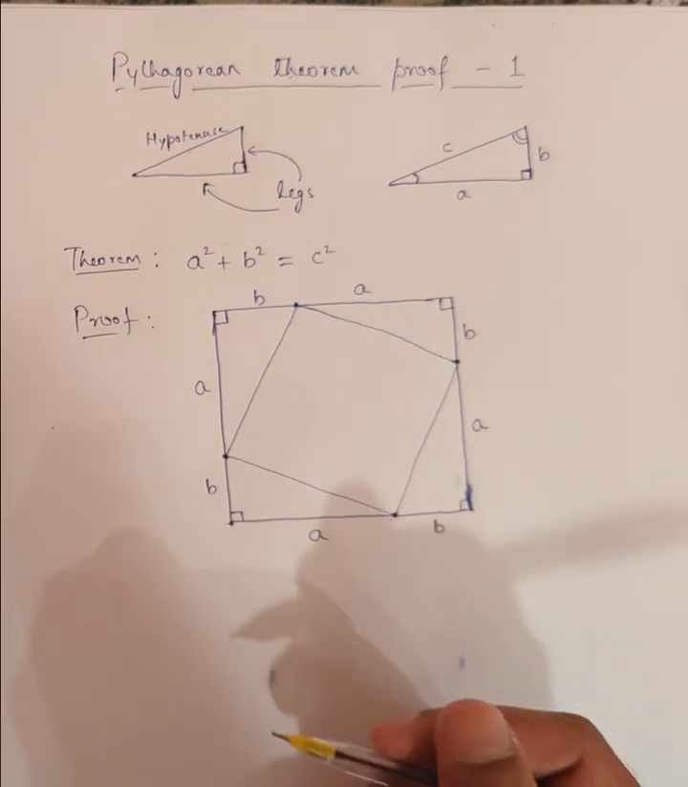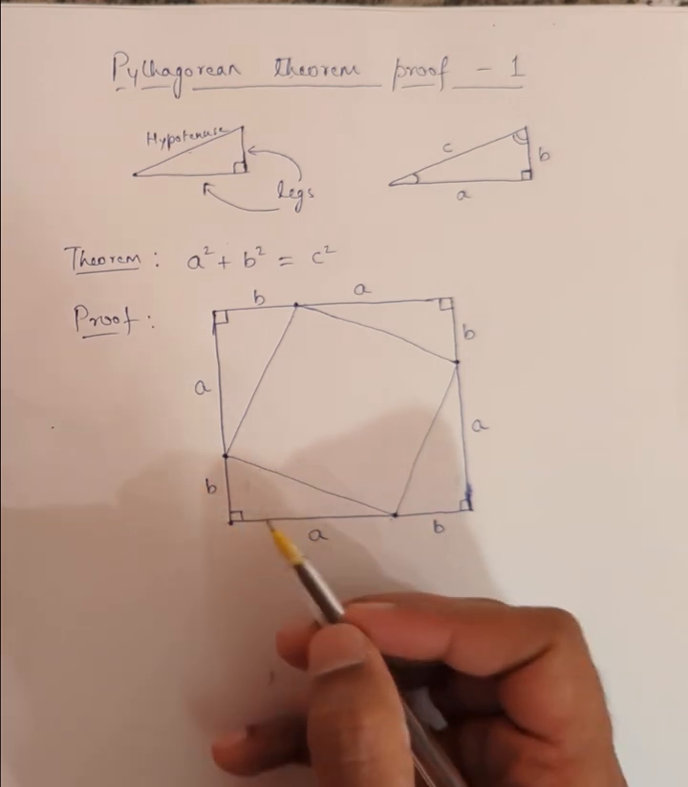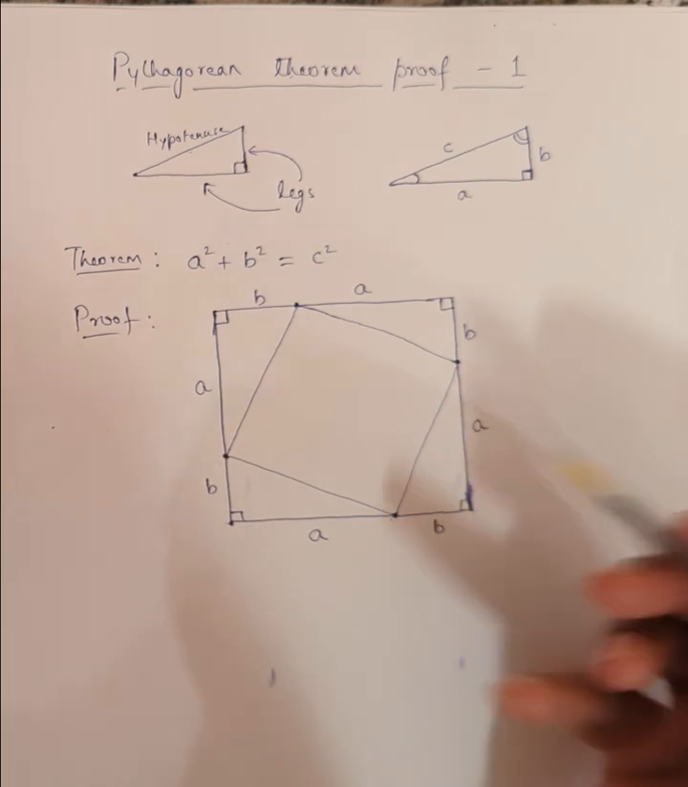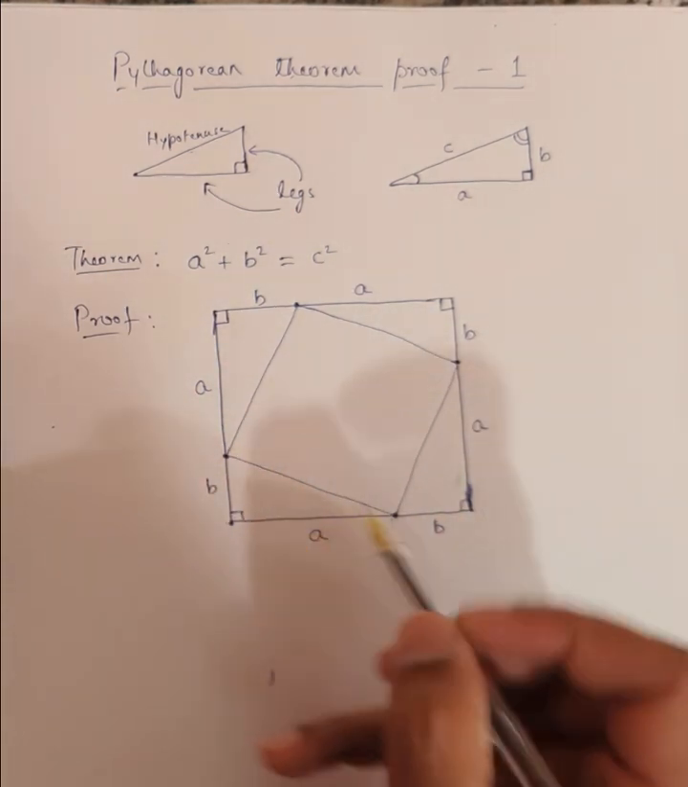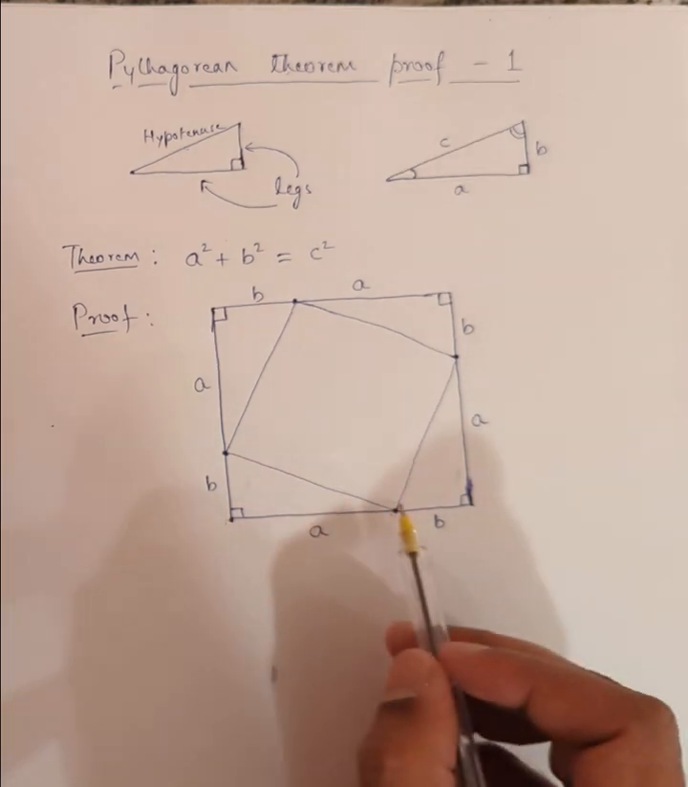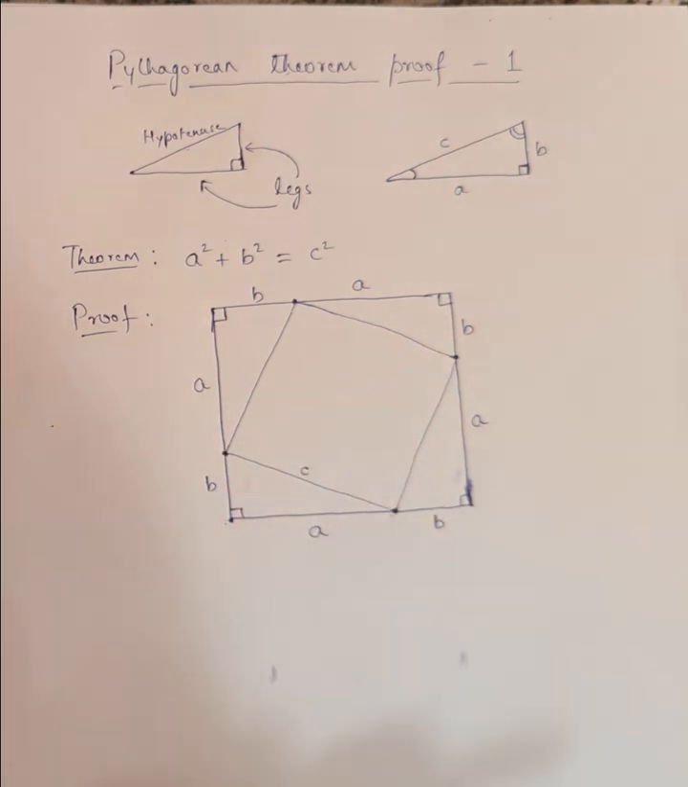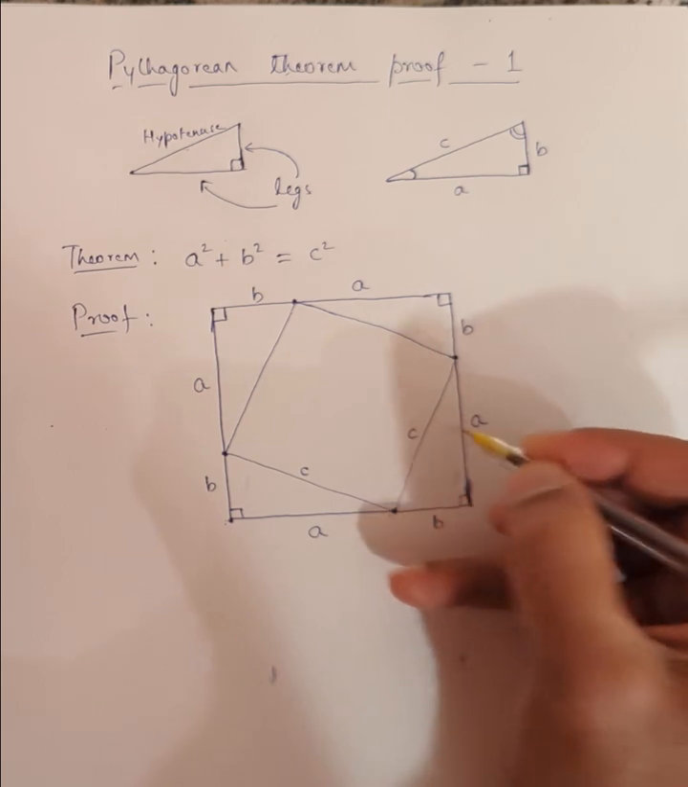Alright, now what do we notice? We notice that the legs are A and B. So what we have is 4 smaller triangles, or 4 right triangles, inside the big square with legs A and B. So then this is going to be the hypotenuse. And also notice we have A, B and C.